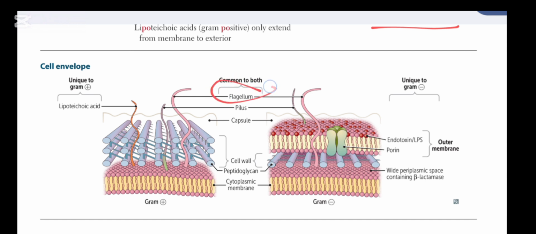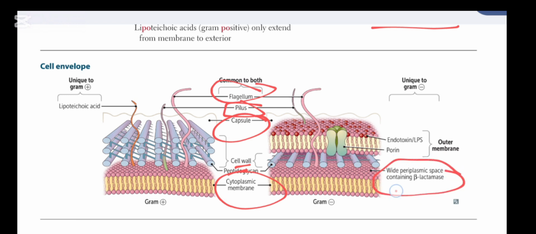Here you can see the structure of the bacteria. There is a flagellum, then you have the pili. This is the outer capsule. So this is the cell wall, and this is cytoplasmic membrane, which is a phospholipid layer. And there is wide periplasmic space that contains the beta lactamase enzymes. This is the endotoxins. This is the porins, which help in the transport of material.